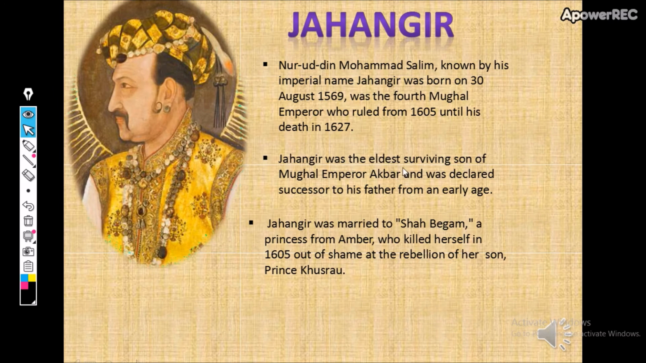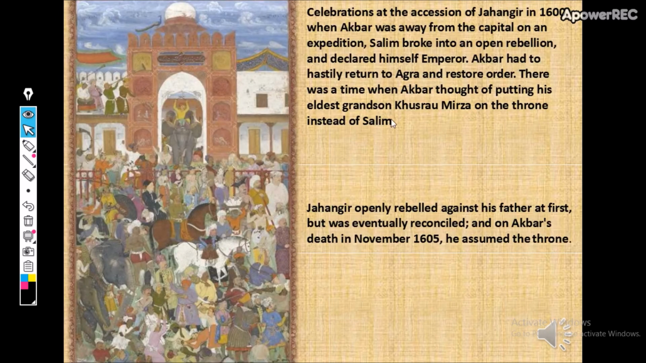The next emperor is Jahangir. Nuruddin Muhammad Salim, known by his imperial name Jahangir, was born on 13 August 1569. He was the fourth Mughal emperor. Jahangir was the eldest surviving son of Mughal Emperor Akbar and was declared successor to his father from an early age. A celebration at the occasion of Jahangir in the year 1600, when Akbar was away from the capital on an expedition.